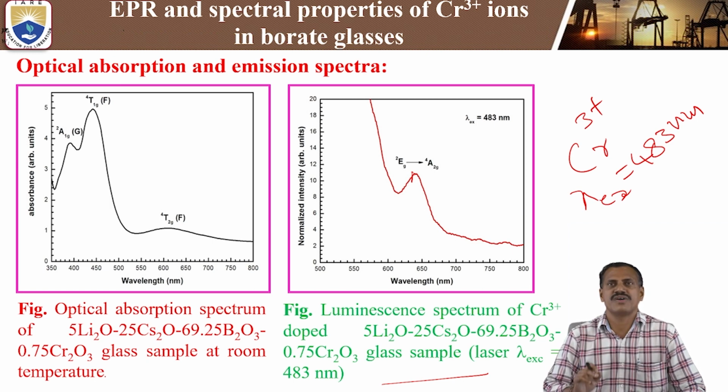We are observing only one emission peak at the wavelength of 654 nanometer. That is the energy level attributed to the 2E to 4A2g transition. This is in the red region, which is useful for red emission and red laser applications. We can use it for tunable solid state laser applications with the chromium 3+ doped borate glasses.